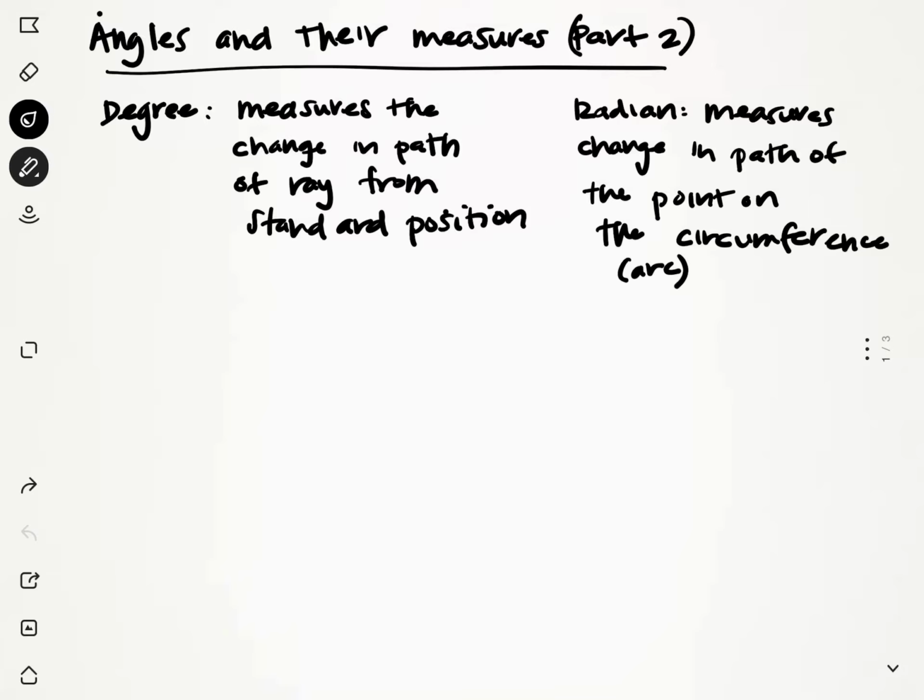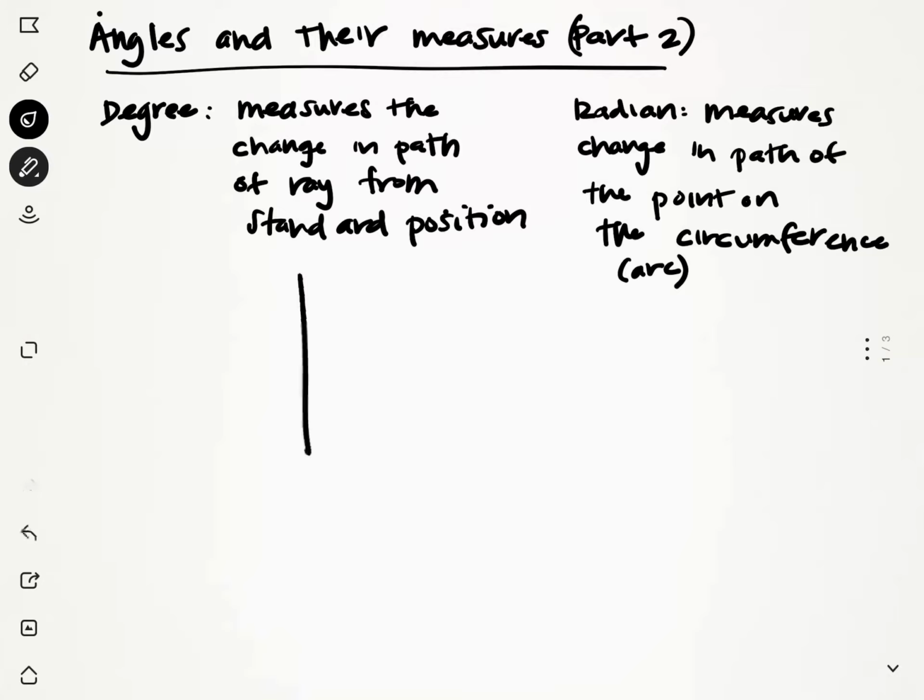Hey, welcome back. Today we're looking at angles and their measures. We're doing part 2 of our lesson today. So today we're looking at the difference between degrees and radians. They measure the same thing, but they're two different ways of looking at it, two different perspectives.